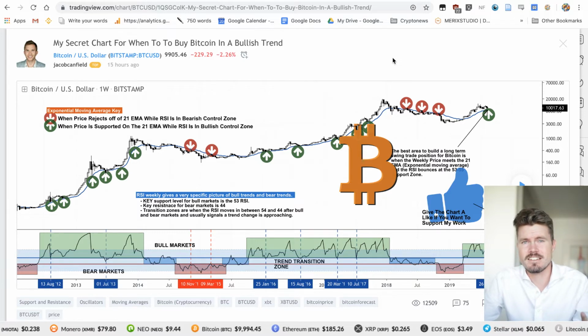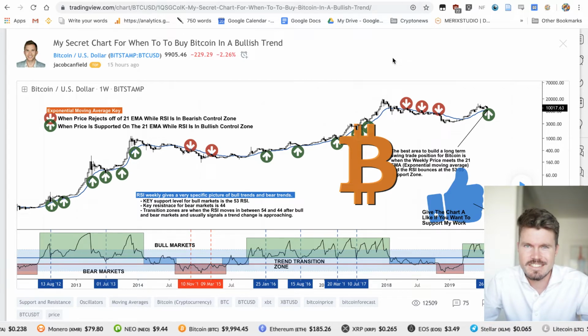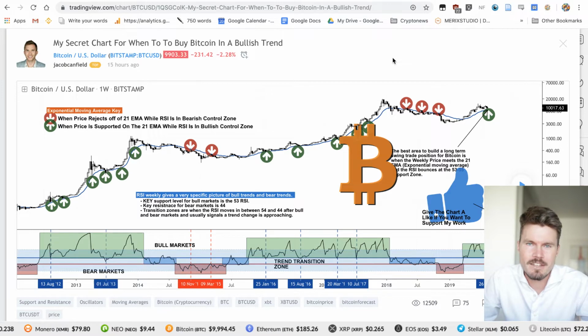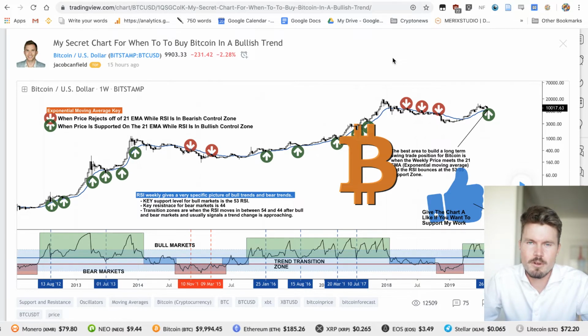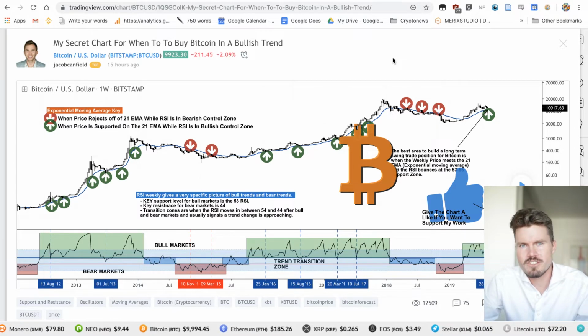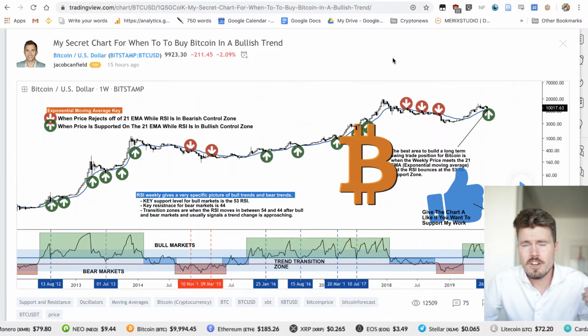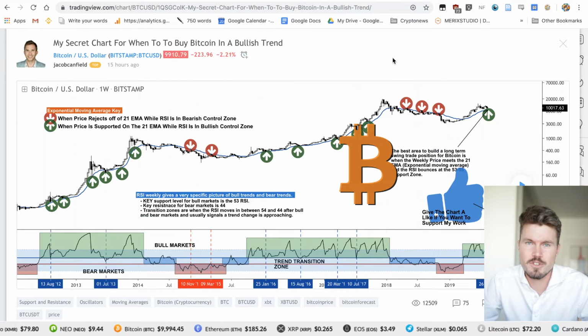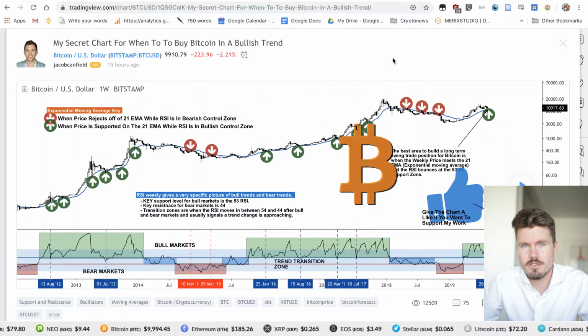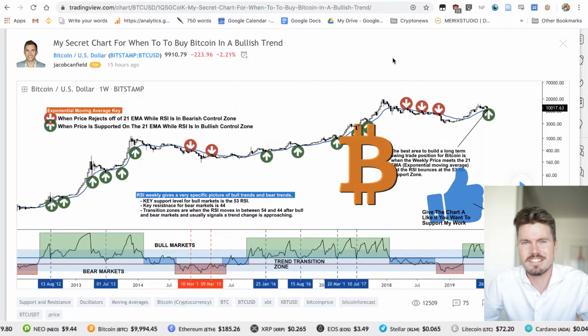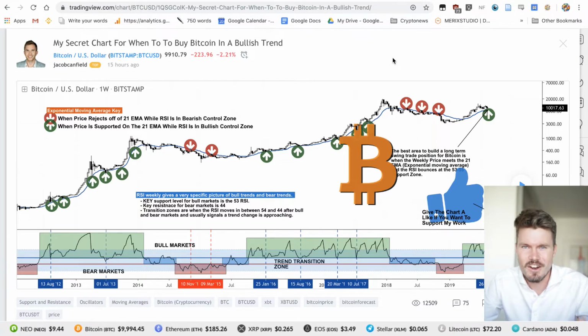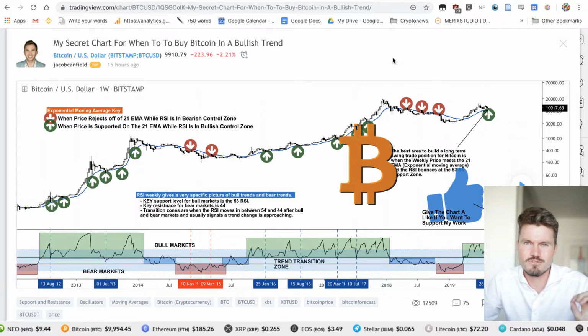So let's get started. In this video, I want to show you the exact steps of how I try and find the best buying opportunities for Bitcoin, and also might show you where Bitcoin might find support in the next few weeks. In the second part of the video, I also want to show you exactly how you can set up this indicator on your own on TradingView. It's really simple, so I hope you enjoy this video.